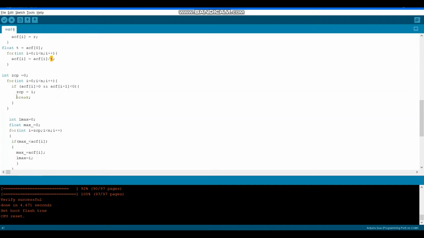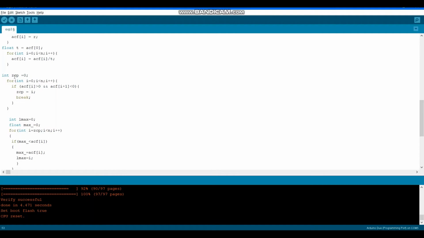Now we have to implement a zero crossing point using the following logic. What we are saying is, if the value of ACF of I is less than 0 for a certain I and is greater than 0 for the consecutive value, then it means that the function has gone through a positive to negative change or a negative to positive change, and hence it must have crossed a 0 point. So whenever it is happening, we are storing that value and breaking the loop.